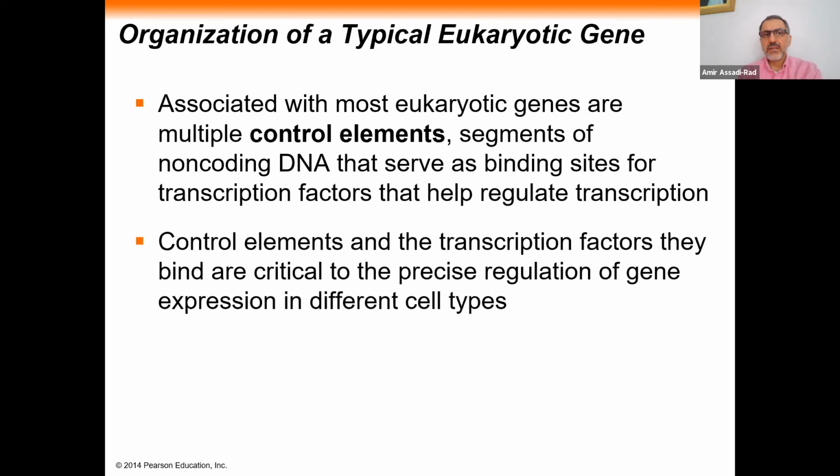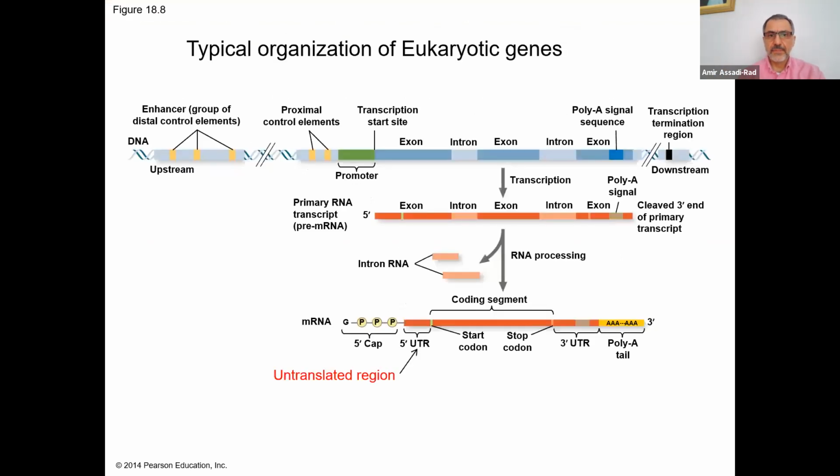Organization of typical eukaryotic genes: associated with most eukaryotic genes are multiple control elements, segments of non-coding DNA that serve as binding sites for transcription factors that help regulate transcription. Control elements and the transcription factors they bind are critical to the precise regulation of gene expression in different cell types. That's what we are going to talk about next.